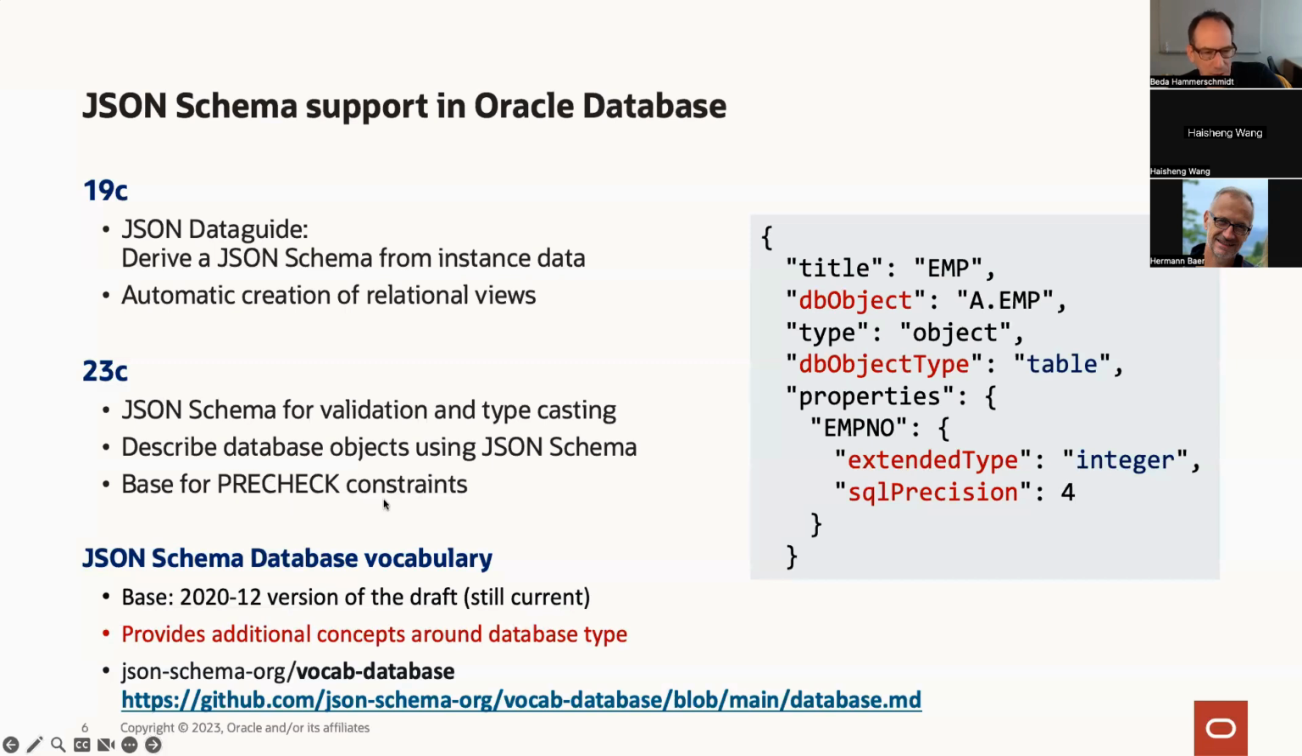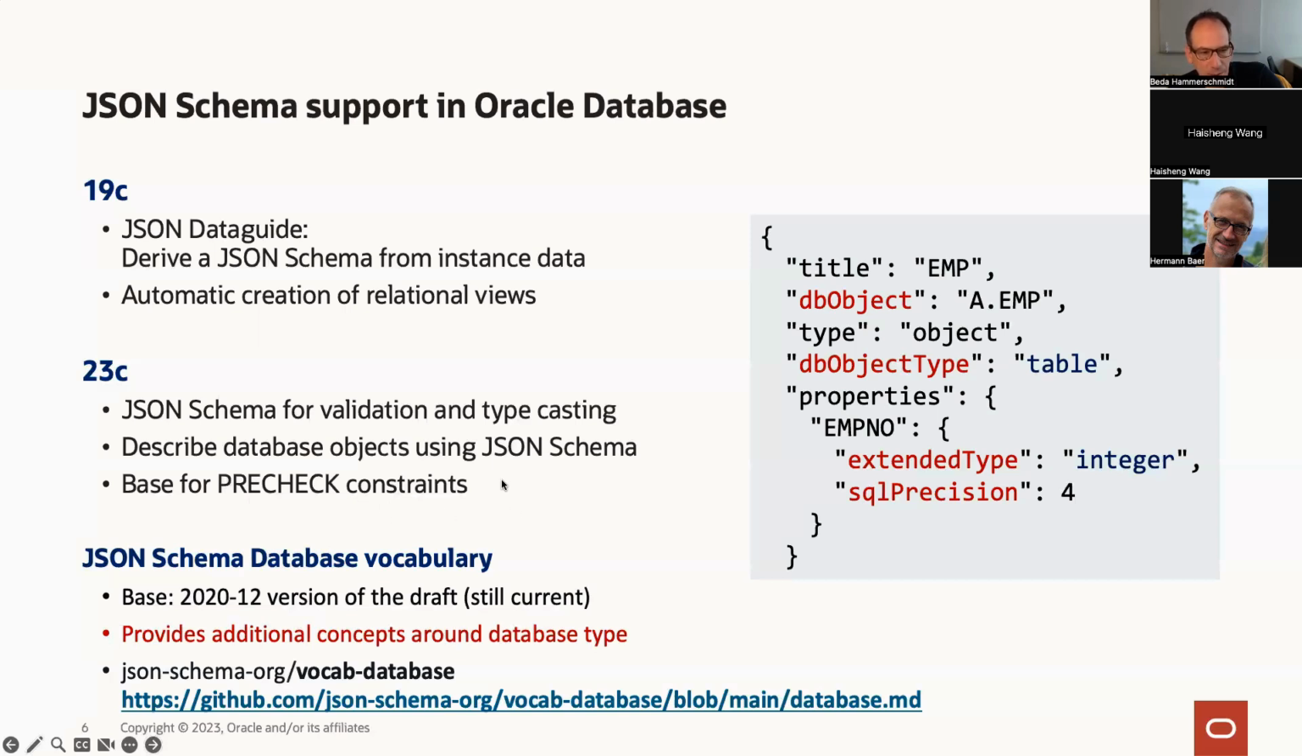So you can add constraints to a table, like not null constraints, etc. There's a new keyword in 23C called pre-check, and that limits the constraints to those that are expressible as JSON schema. So pre-check basically means these constraints could be checked outside the database, like prior to an insert, using a JSON schema validator in your application tier, for example.